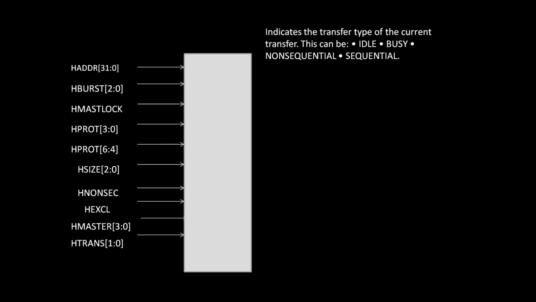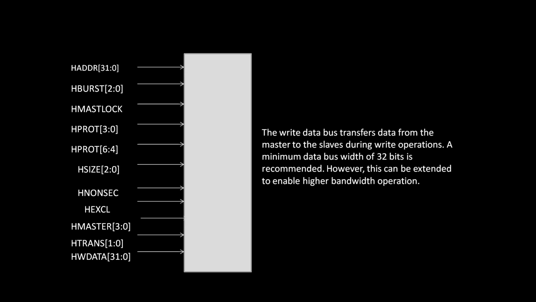HTRANS. Indicates the transfer type of the current transfer. This can be idle, busy, non-sequential, sequential. HWDATA. The write data bus transfers data from the master to the slaves during write operations.